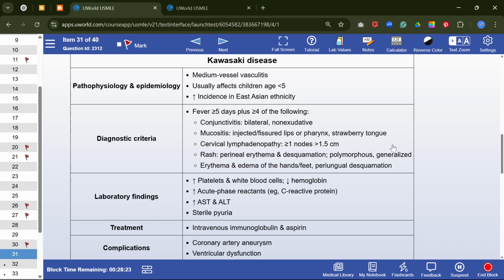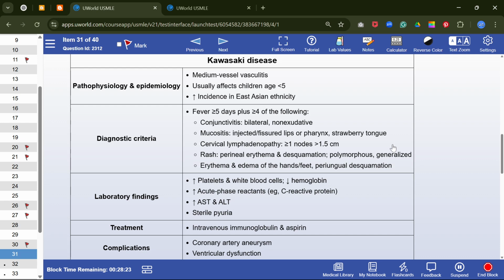Kawasaki disease is a medium vessel vasculitis that usually affects children aged less than 5, with increased incidence in East Asian ethnicity. Fever for 5 or more days plus 4 of the following: bilateral non-ulcerative conjunctivitis; mucositis, with injected fissured lips or pharynx and strawberry tongue; cervical lymphadenopathy, one or more nodes more than 1.5 centimeters; rash, with perineal erythema and desquamation; polymorphous generalized rash; erythema and edema of the hands and feet; periungual desquamation.